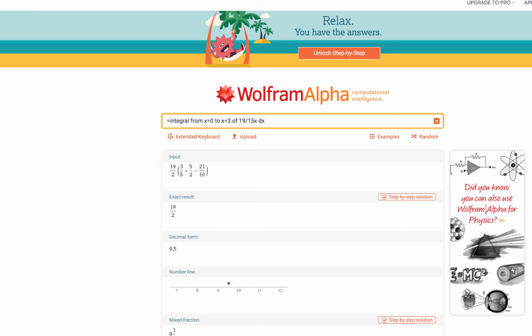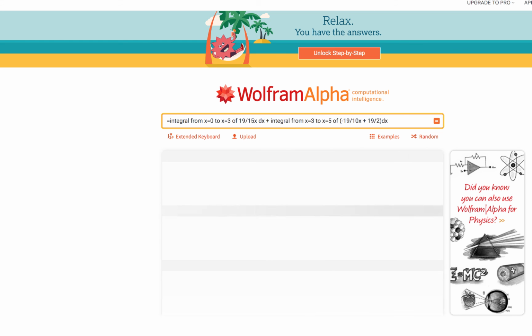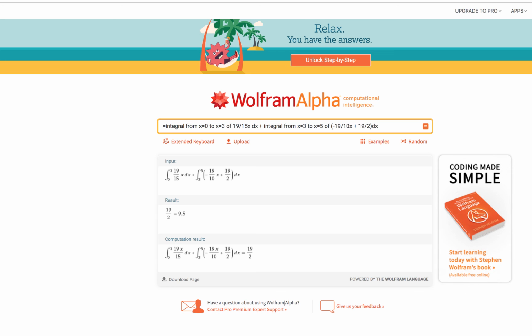I'm plugging in the integral, and let's see here, hopefully gives me the right answer of 19 halves. There you go. Yeah, so it interpreted the integral correctly, and it gives me 19 halves as an answer.